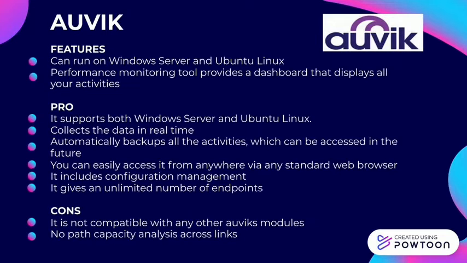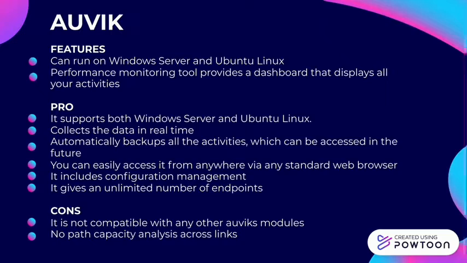Avid can run on Windows Server and Ubuntu Linux. It also provides monitoring tools with a dashboard that displays all your activity. The pros are it can support both Windows Server and Ubuntu Linux. It also collects the data in real time. It automatically backs up all the activities, which can be accessed in the future. We can easily access it from everywhere via any standard web browser. It also includes configuration management, and it gives an unlimited number of endpoints. The con is it is not compatible with any other Avid models, and has no path capacity analysis across links.